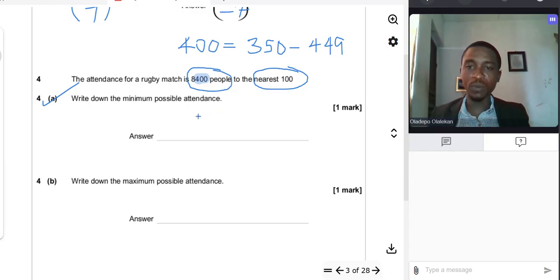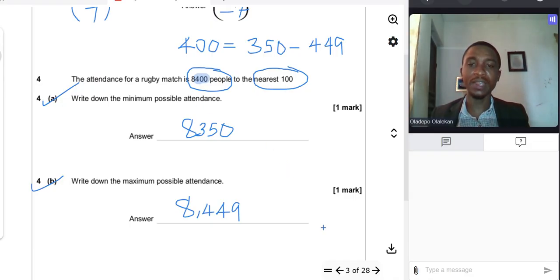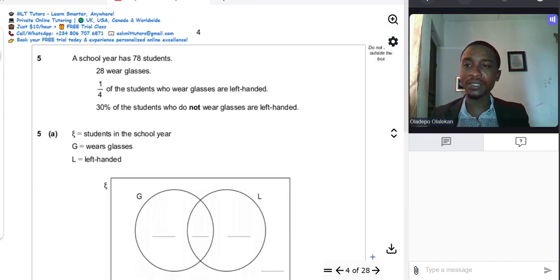So the minimum possible attendance will be 8,350 people, because if we approximate this to the nearest 100, it should give us 8,400. Then the maximum possible attendance will be 8,449. If you round this to the nearest 100, it's going to give you 8,400. I hope that is clear too. So on to the next question.